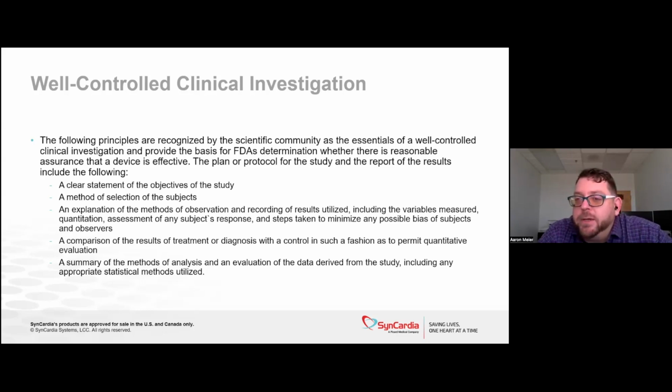How do you pick your subjects? Methods of observation and recording. What are you recording? How are you recording it? Where is it going to be documented? How are you minimizing bias? Comparison of the results, right? Control versus non-control, and a summary of and then your statistical analysis plan. I collect all my data. How am I going to analyze it? And this forms the basis of your overall clinical plan, which turns into your clinical protocol.